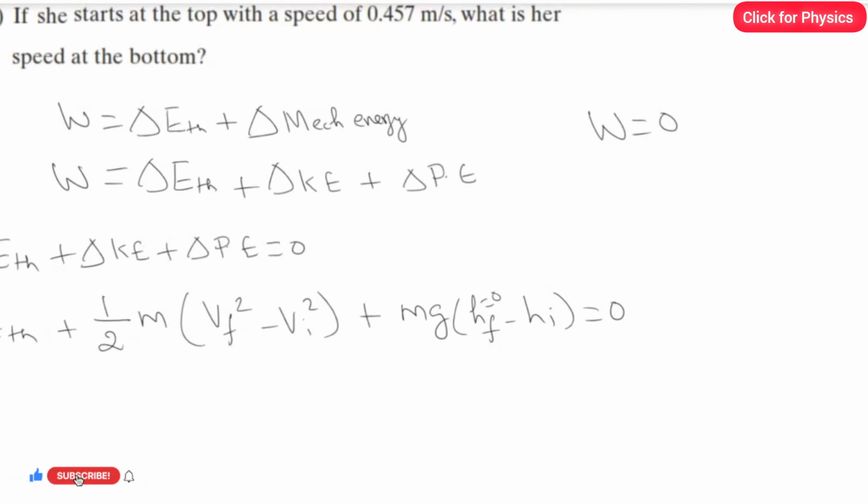or I can substitute the value directly here, because we are going to find the answer for final speed, right? So first we substitute the value. What is the value for the change in thermal energy? In the first part we got the answer 163.08 plus half mass. We can find the mass from the weight, because weight is equal to mass multiplied by gravity, therefore mass is equal to weight divided by gravity.